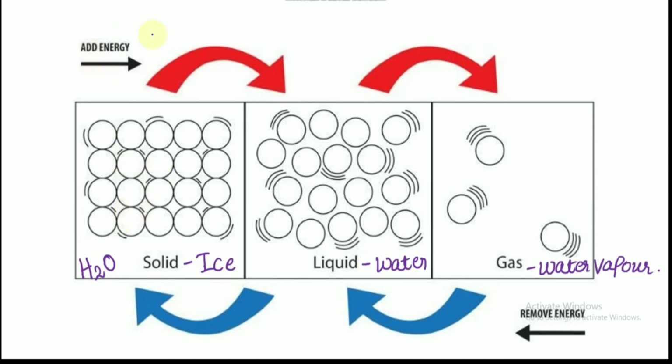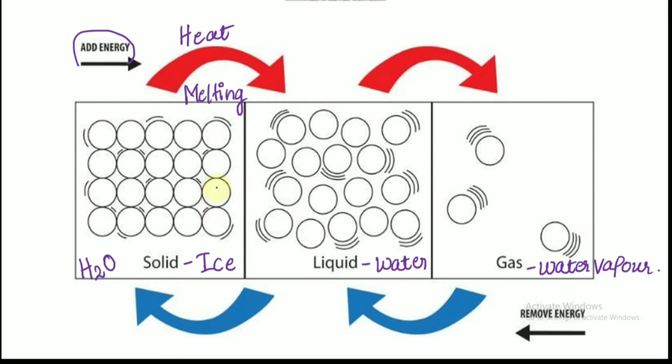So what I'm going to do now is add energy to the ice. Adding energy is nothing but heating this ice. When I heat this ice, what happens? The molecules present in the ice are already vibrating a little. When I heat it, it gains more energy, and at one particular point it gets converted to liquid. This process of conversion from solid state to liquid state is called melting. At a particular temperature the solid converts to liquid, and that point is called the melting point.